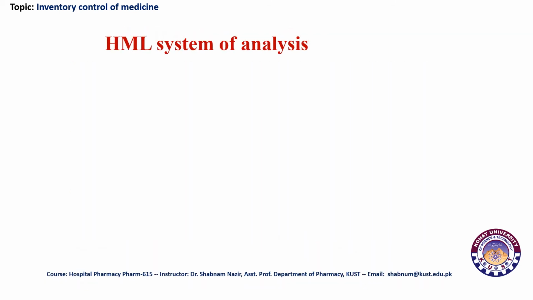Then another system is the HML system of analysis as well. It is also equally popular, but it's almost the same as we discussed in the ABC system. The items are classified according to high cost, medium cost, and low cost. So the division or categorization of the items is almost the same as in the case of the ABC system.